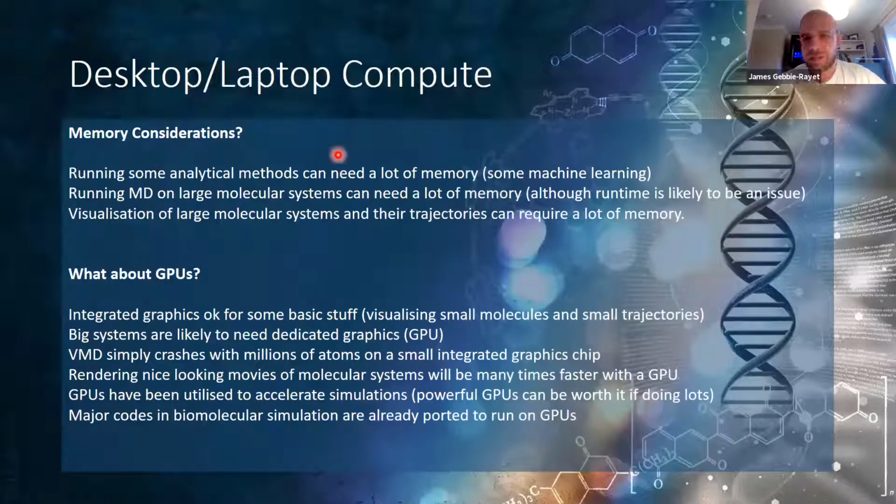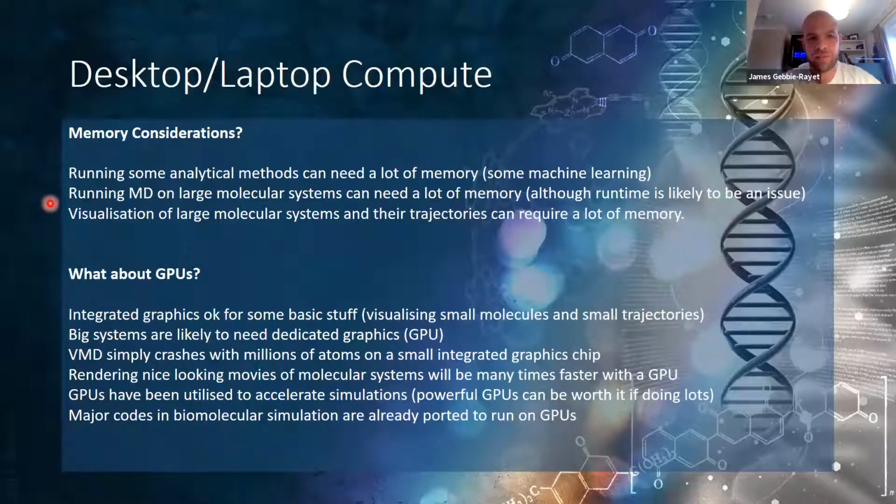There are other considerations you'll need to look at as well. Memory is one of them. If you're using some quite intensive analytical codes, like some of the machine learning stuff, some of these codes can have quite heavy memory requirements. So if you've really only got maybe 4 gigabytes of RAM or something like that, you might want to be looking at offloading some of this compute elsewhere.